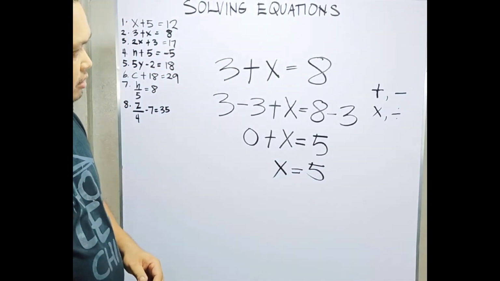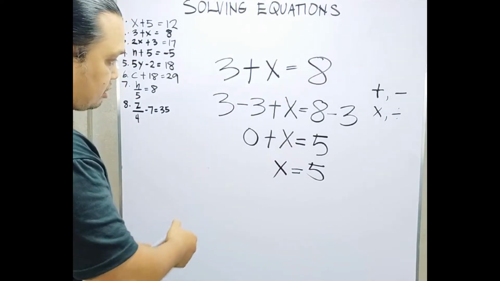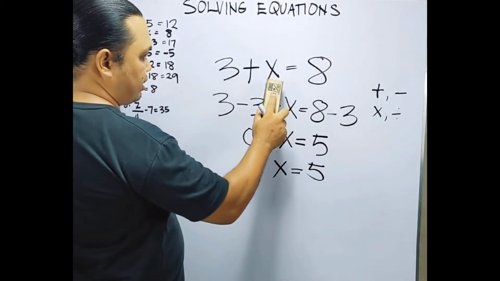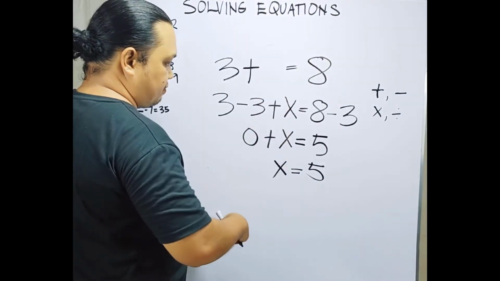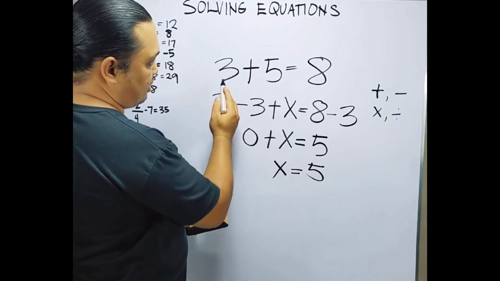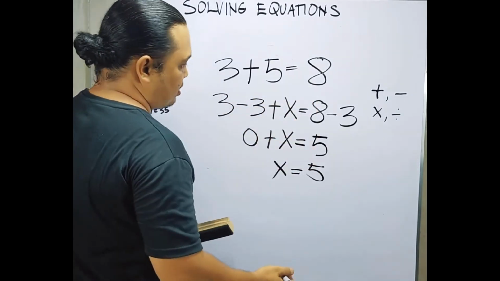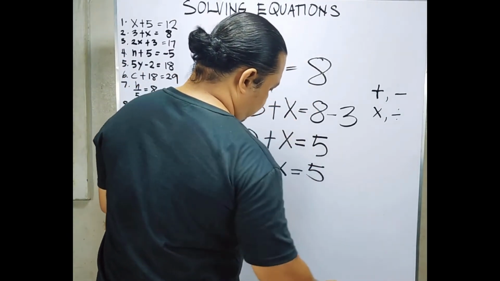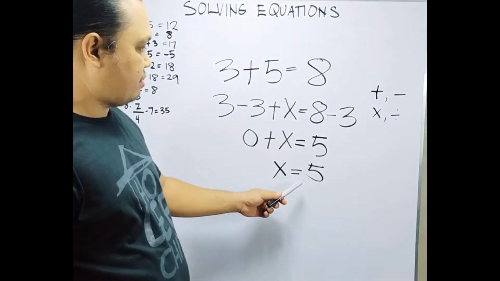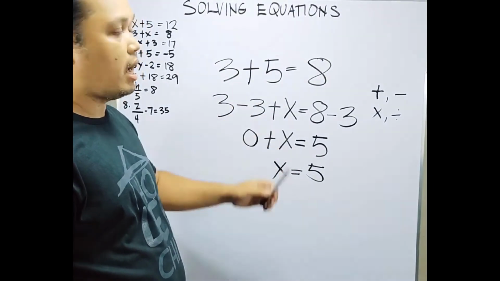Okay, if you're going to substitute this, what's x? X is 5, so let's substitute. X here is 5. So if you substitute that, 3 plus 5 is equal to 8. We have found out that x is 5 by solving the equation.